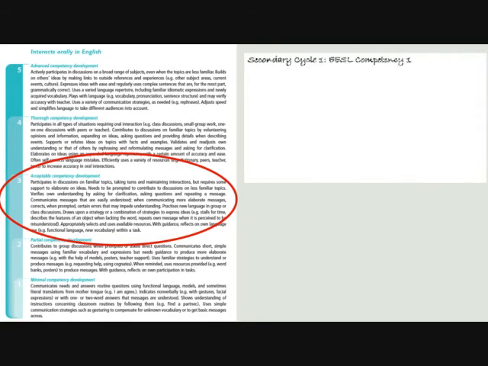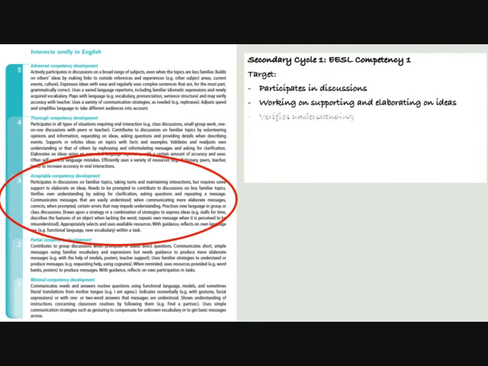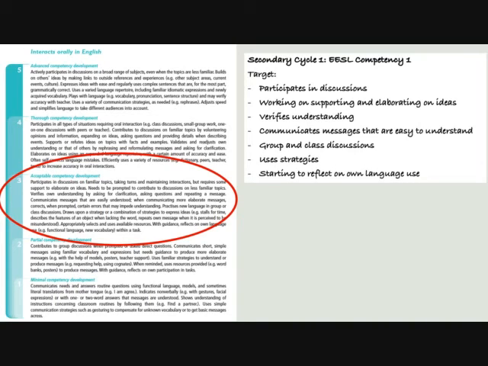Okay, so let's have a quick look at some examples here. So this is for cycle 1, interacts orally in English, so competency 1. Remember that the acceptable competency development is level 3. So what are they doing in cycle 1? So grade 7 and 8, sec 1 and sec 2, to interact orally in English. Their target is that they're participating in discussions, they're working on supporting and elaborating their own ideas, they're verifying their understanding, communicating messages that are easily understood, they're using group and class discussions, they're using some strategies, and they're starting to reflect on their own language use.